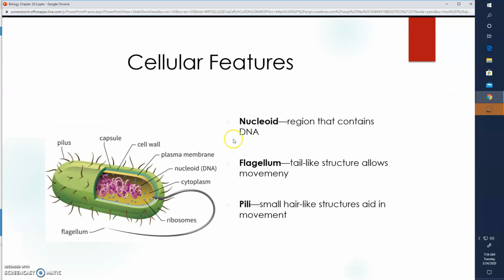So again, prokaryotic, unicellular, heterotroph or autotroph, circular DNA. All right, the cellular features of bacteria. If we start on the outside, bacteria can have these little hair-like structures, pili, that are going to aid in smaller movements through these liquidish mediums. And some, but not all, will have a flagellum, which is this tail-like thing.